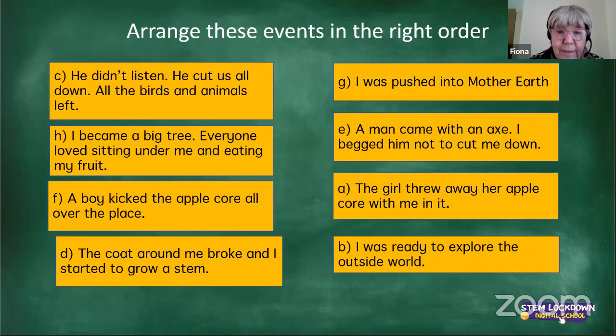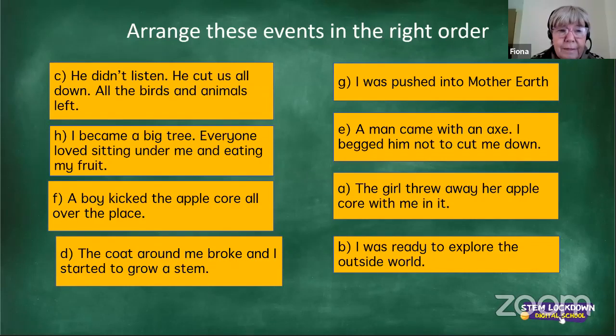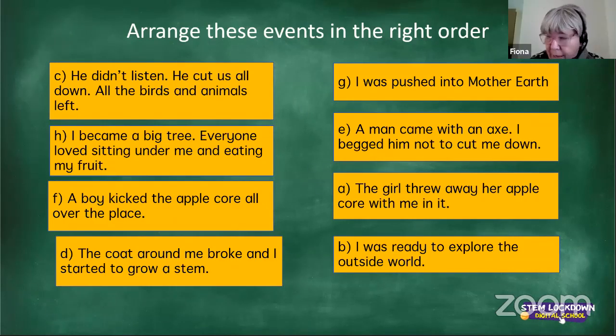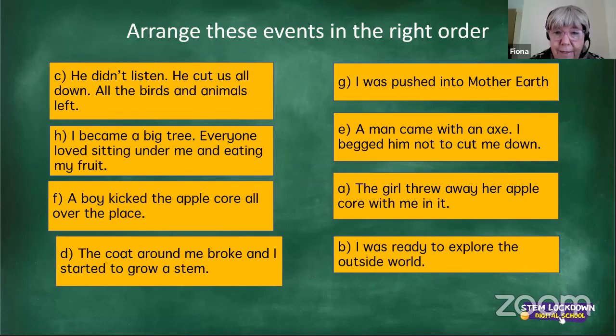Yes, ma'am. It's going to be: the girl threw away her apple core with me in it. Then: a boy kicked the apple core all over the place. Then: the coat around me broke and I started to grow a stem. It's G. Then A, F, G, D, B, E.